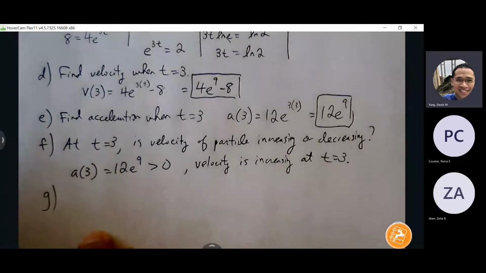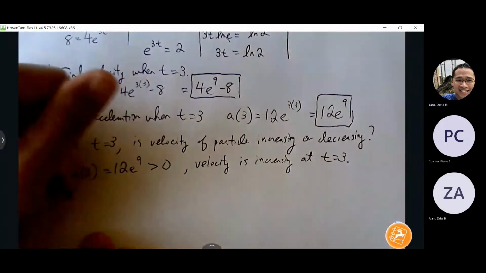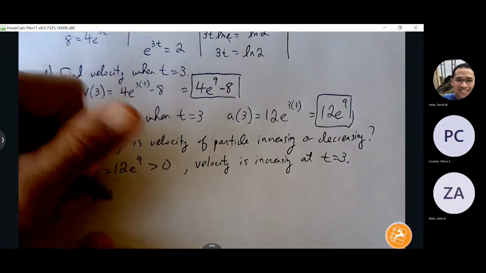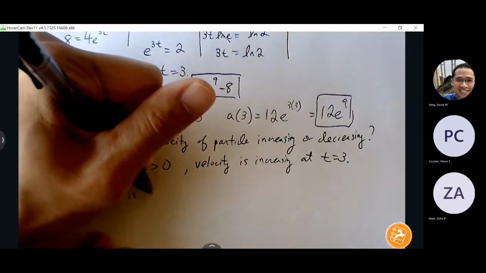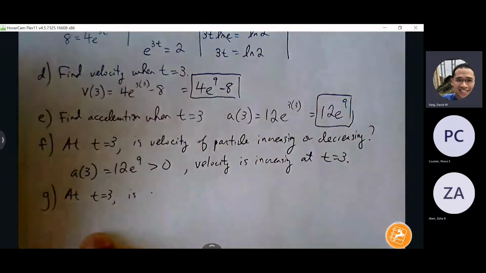Okay, at t equals 3, is the speed increasing or decreasing? Sorry, say again? So only check both of them. That's right, we check both sides.